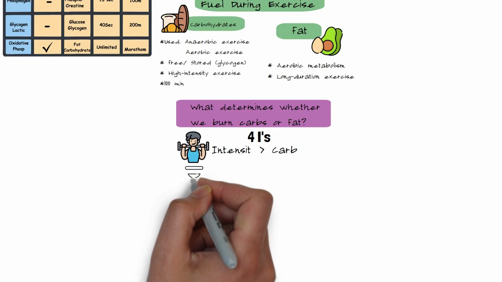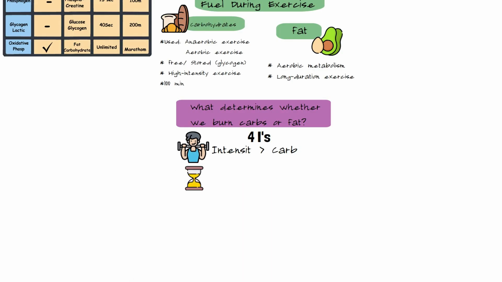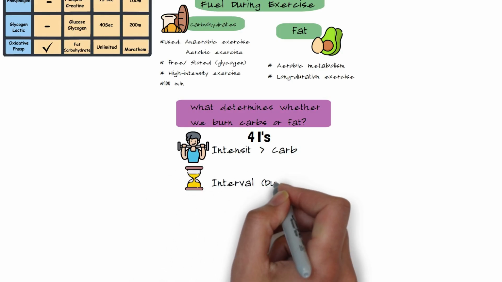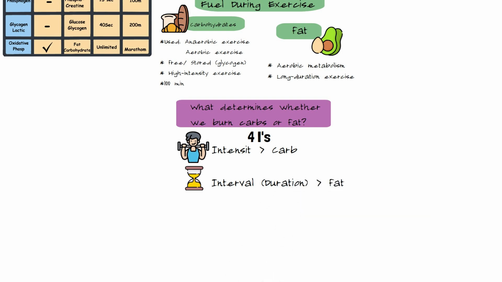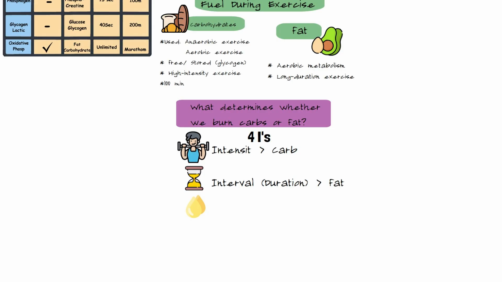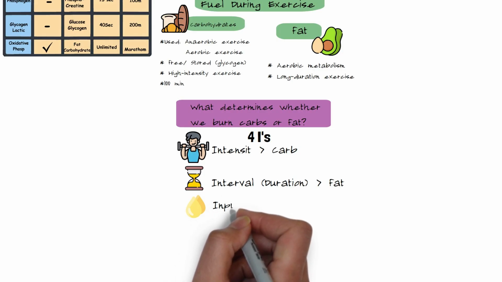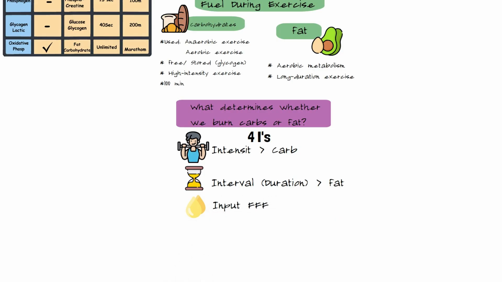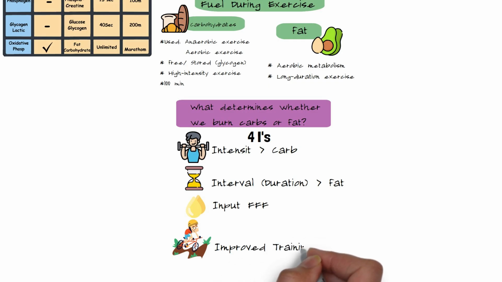The second I is the interval, or the duration. For the prolonged duration exercise, the fat is the best fuel. The third I is the input. If we have a high level of free fatty acids, the fat is the best fuel. The last I is improved training, or the training status. If you are an endurance-trained athlete, the fat is the best fuel for you rather than the carb.